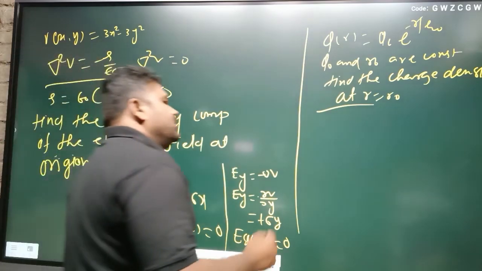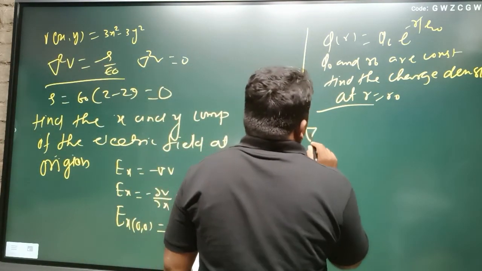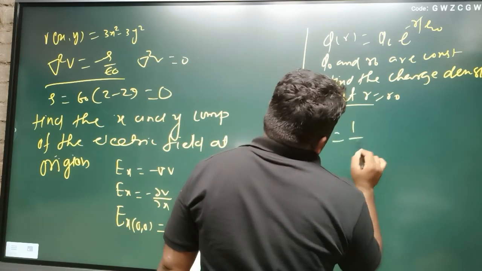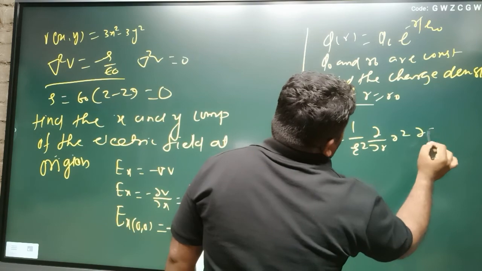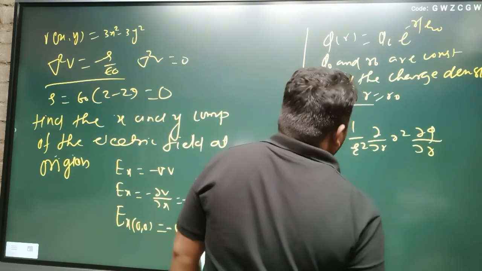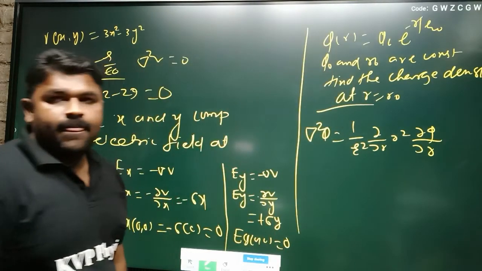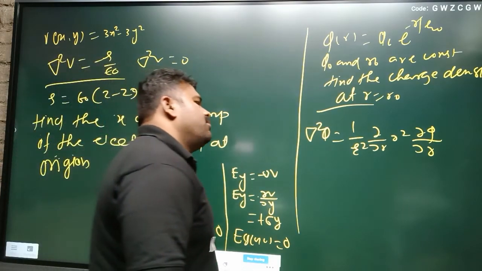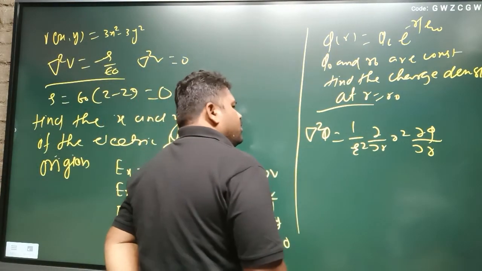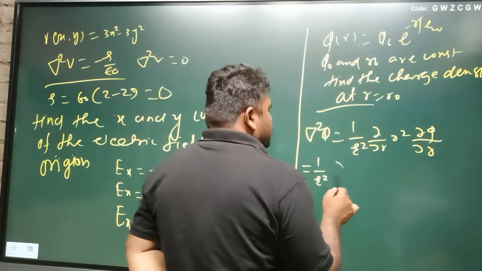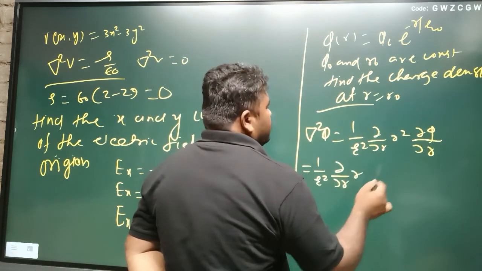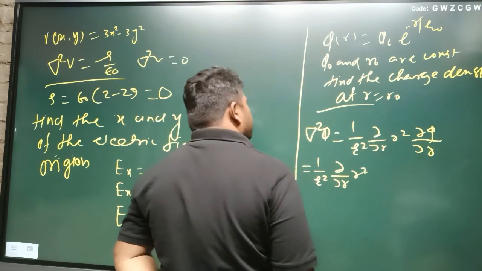Then what is the value of del square phi? Del square phi is equal to 1 by r square d by dr of r square d phi by dr. Got it? Phi is the scalar potential. 1 by r square d by dr of r square, derivative.